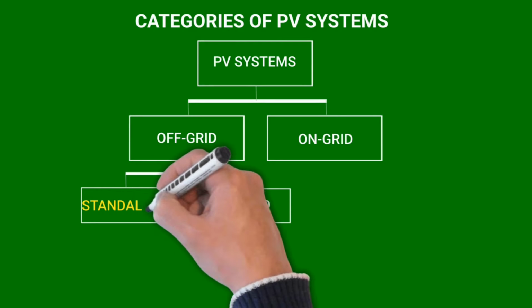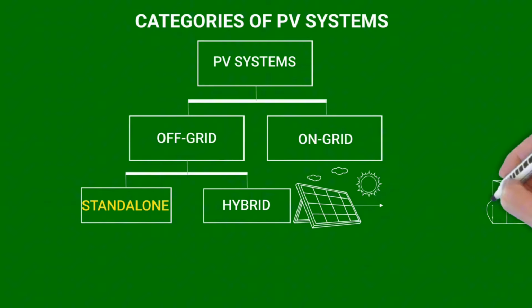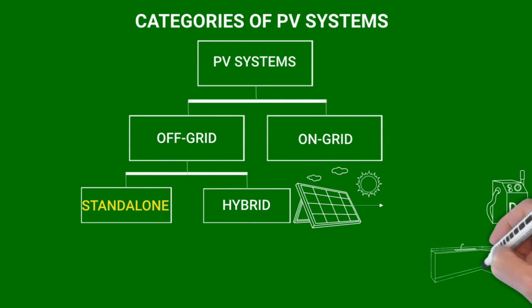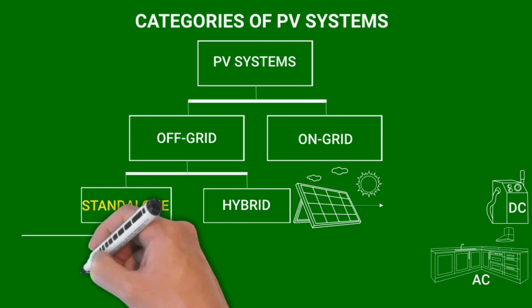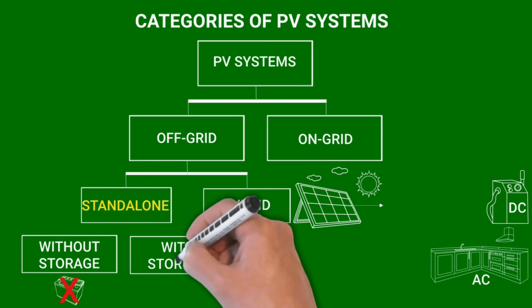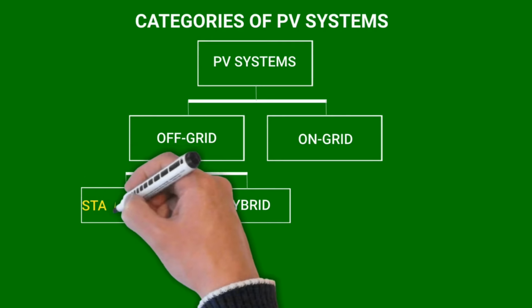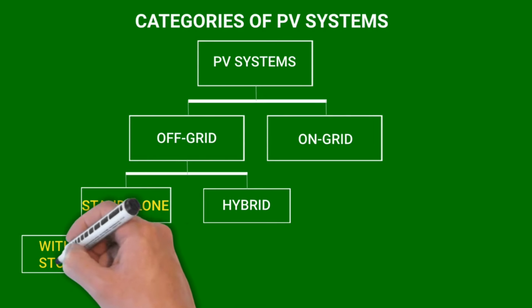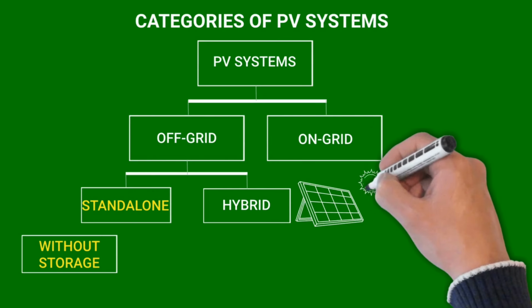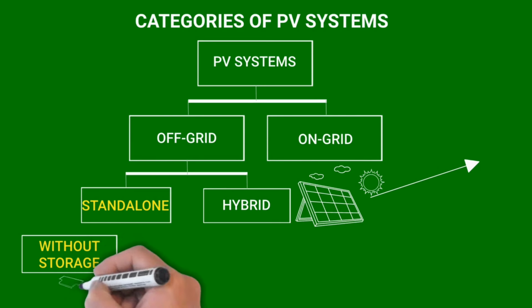In autonomous photovoltaic systems, the required electrical energy is provided exclusively by the photovoltaic modules and can be either direct current, DC, or alternating current, AC voltage. These systems are divided into two distinct categories: autonomous photovoltaic systems without storage and autonomous photovoltaic systems with storage. Standalone photovoltaic systems without storage. As long as the photovoltaic array is receiving sunlight, the electrical energy it generates is delivered directly for consumption without being stored in batteries.